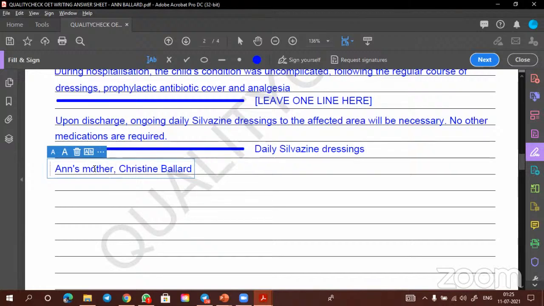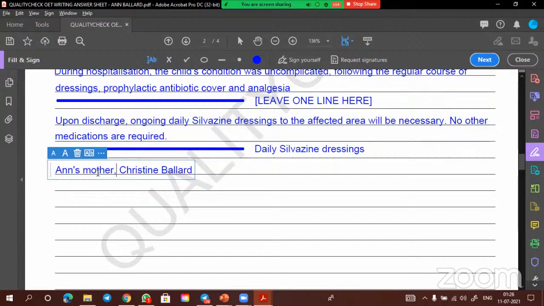So Anne's mother, Christine Ballard. Christine Ballard is no one here, but she is Anne's mother. Whether it is Christine Ballard or Margaret Thatcher or somebody else, we don't mind. But here that one should be Anne's mother, that is more important. Because she is Anne's mother, we are taking her name. So Anne's mother is more important than Christine Ballard. So you are introducing Christine Ballard. Christine Ballard is the identity of the mother, but the introduction is through Anne. So Anne's mother, Christine Ballard, comma again. So both you have to put commas.